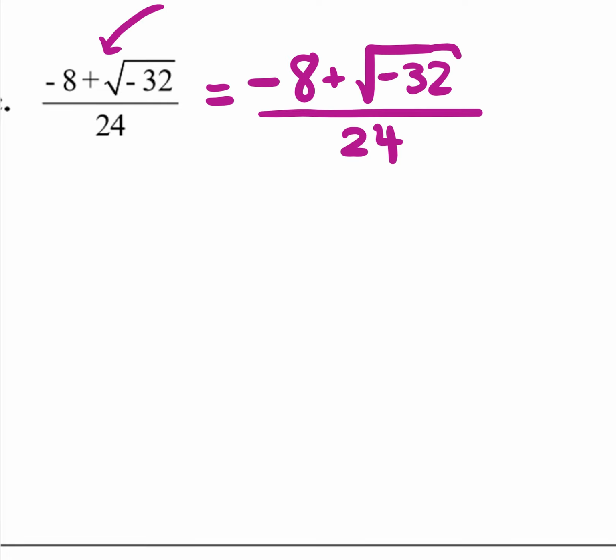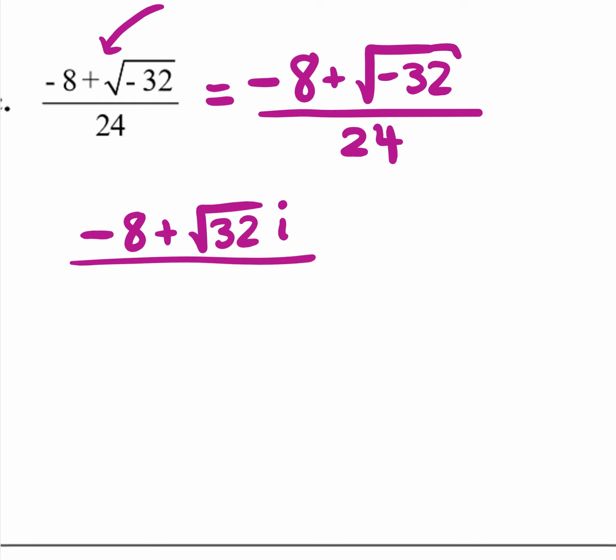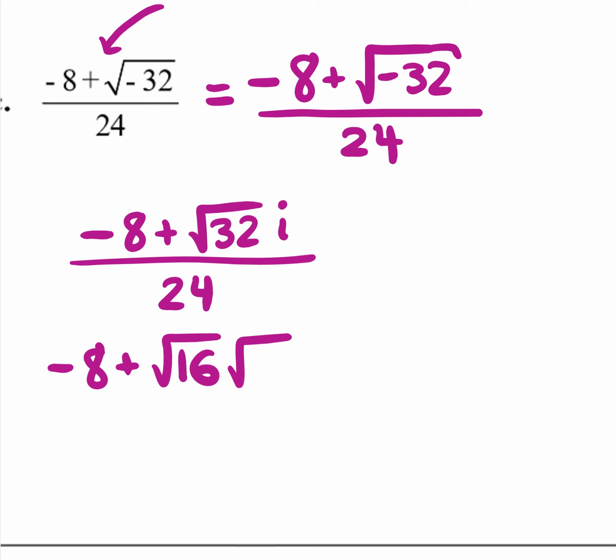All right, so we'll do pretty much the same thing. We're going to rewrite the negative 8. I'm going to rewrite the square root of negative 32 as just the square root of 32 with the i attached, and then over 24. Now I'm going to simplify the square root of 32. What's the biggest number that divides into 32 that has a square root? That would be 16. I'm going to rewrite 32 as 16 times 2, times i. Hopefully that makes sense.